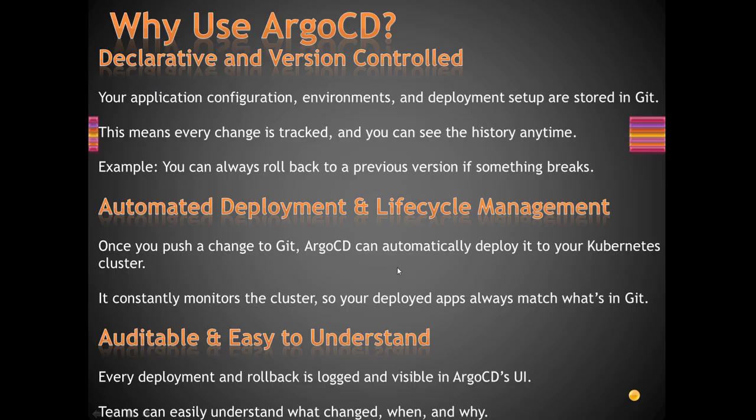And another one is automated deployment and lifecycle management. Once you push a change to Git, Argo CD can automatically deploy it to your Kubernetes cluster. It constantly monitors the cluster, so your deployed apps always match what's in Git. Auditable and easy to understand. Every deployment and rollback is logged and visible in the Argo CD UI. Teams can easily understand what changed, when and why.